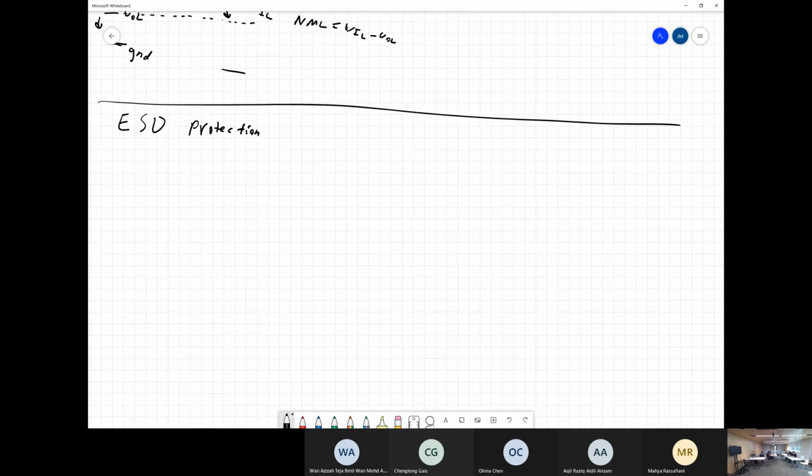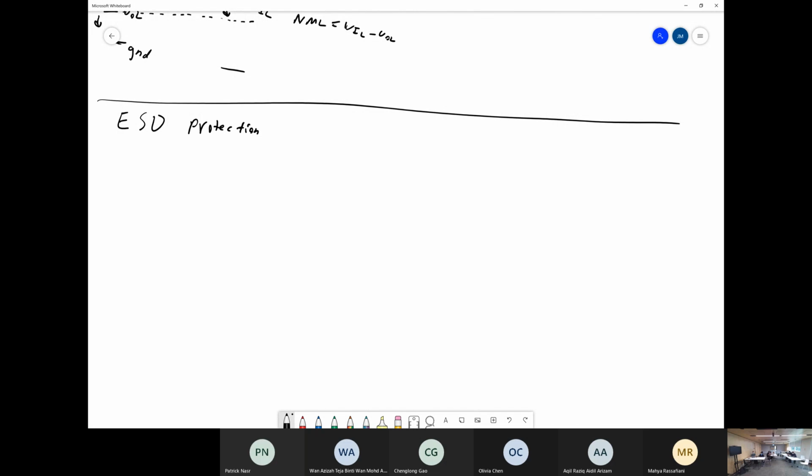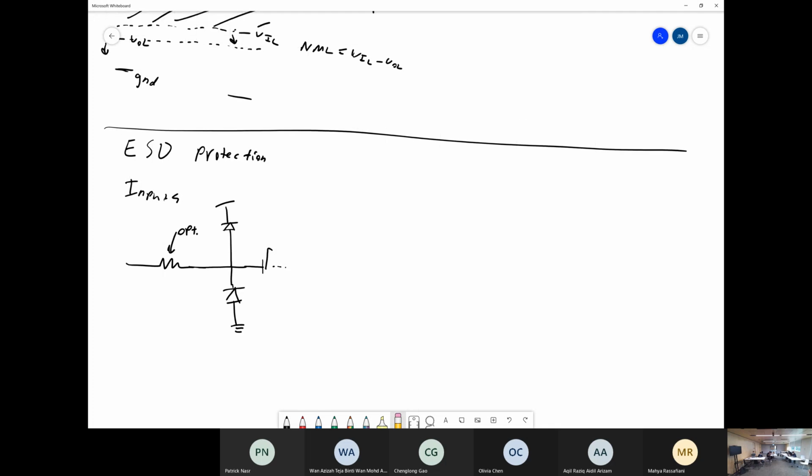There are a lot of common methods. This is optional, but you'll have something that looks at least something like this. And this will go off into a transistor or something like that. There we go, for example. So this would be VCC, and this would be ground.